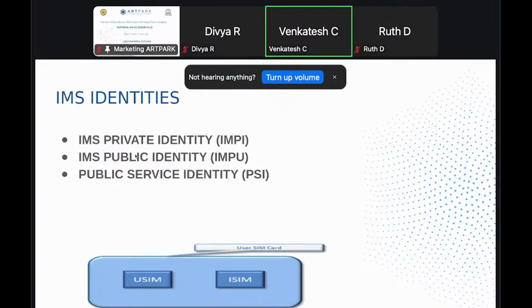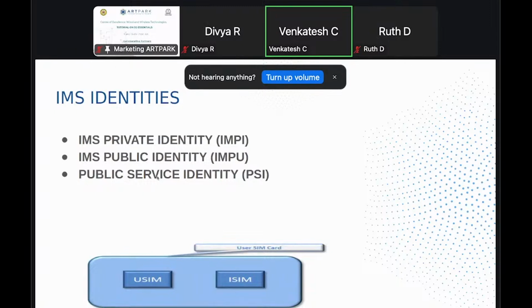And next is the IMS public identity. Unlike the IMPI, publicly, it identifies what other users see when they communicate. This is similar to a phone number. It allows users to be reachable for voice calls, video calls, or messaging services in IMS.